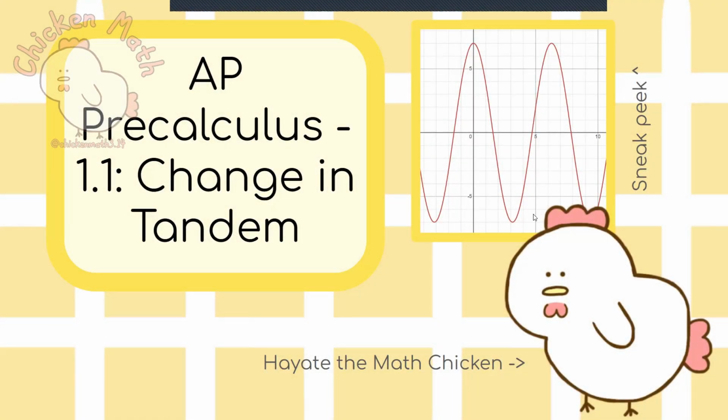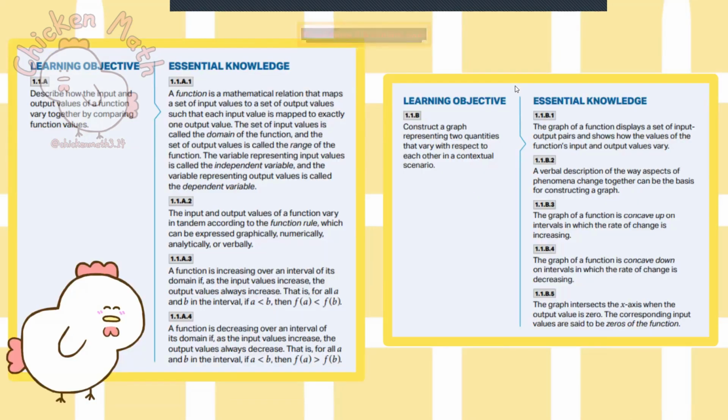Everybody, this is our first video for our AP Precalculus series. Today we're going to be talking about 1.1, which is change in tandem. Alright guys, so these are the learning objectives. Essentially, we'll just be talking about what a function is, increasing and decreasing functions, and concavity.